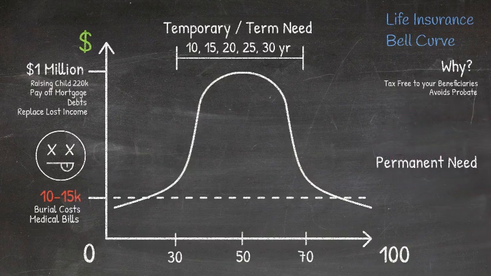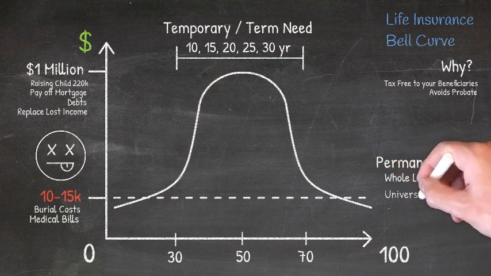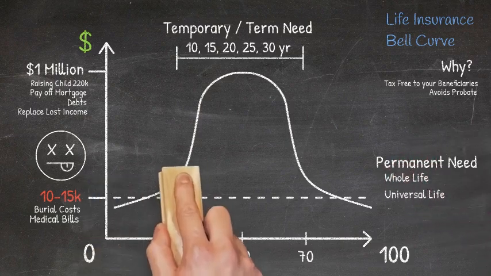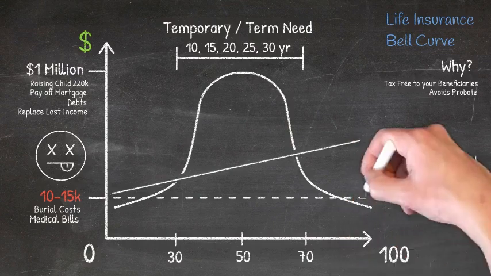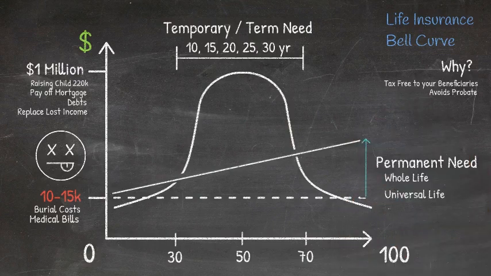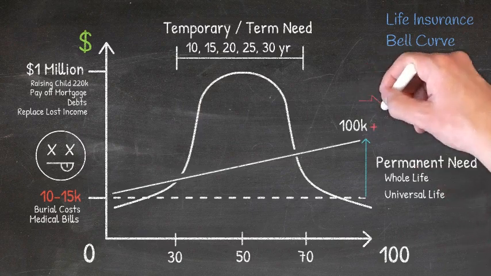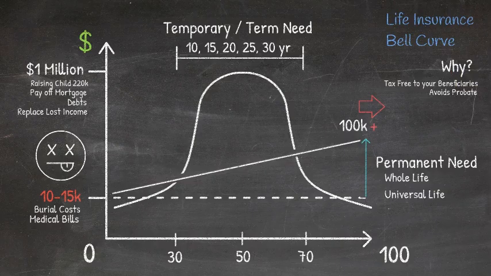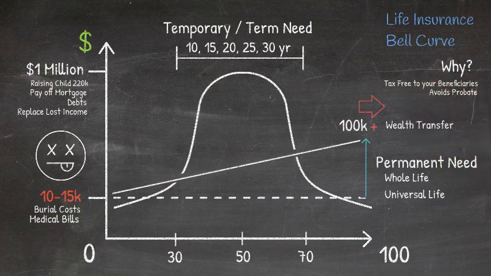Within your permanent need, there are two general types, that's whole life and universal life. These types of policies, although they may cost a little bit more, will accumulate a cash value. And we know that the cost of everything goes up over time due to inflation, and so do final expenses. So it may very well be $100,000 to cover these expenses for you well down the road. Anything above and beyond $100,000 becomes wealth transfer. And this is how we can transfer money efficiently, tax-free, to the next generation using a permanent type of policy.